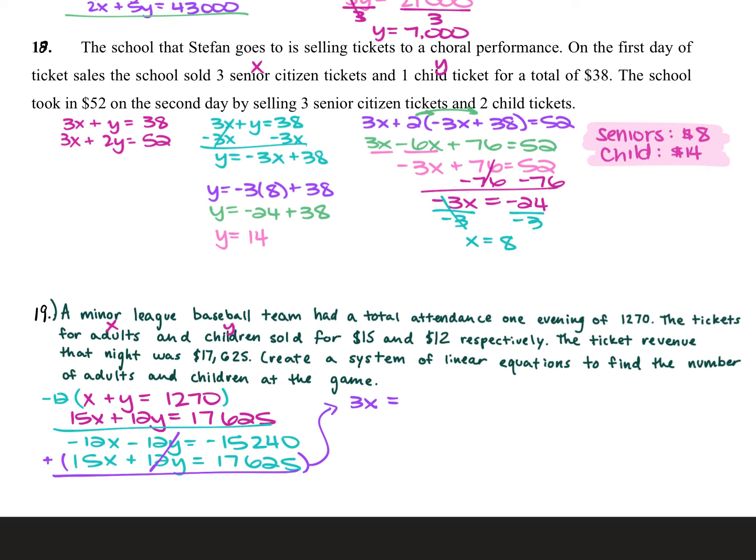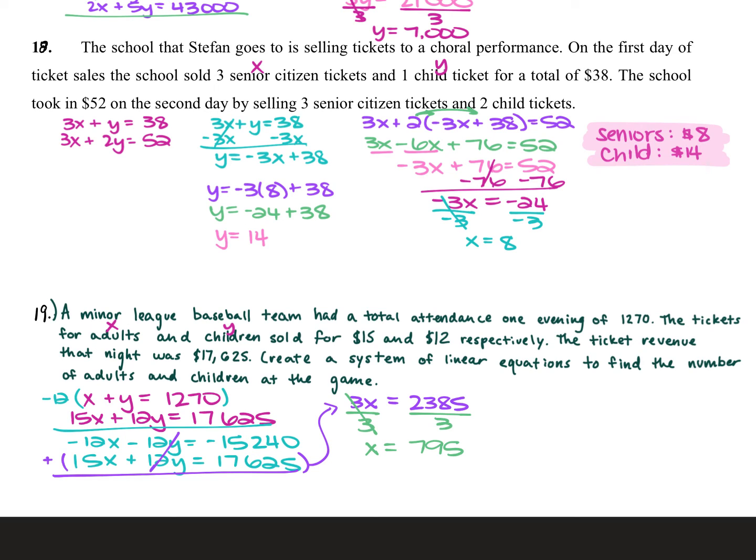And the negative 15,240 plus 17,625 gives us 2,385. From here, we're just going to divide each side by the 3. And that gives us that x is 795.